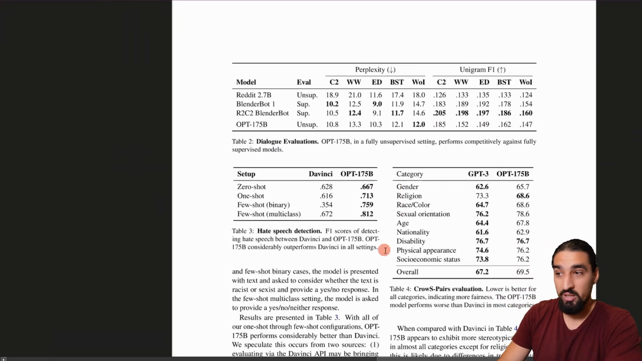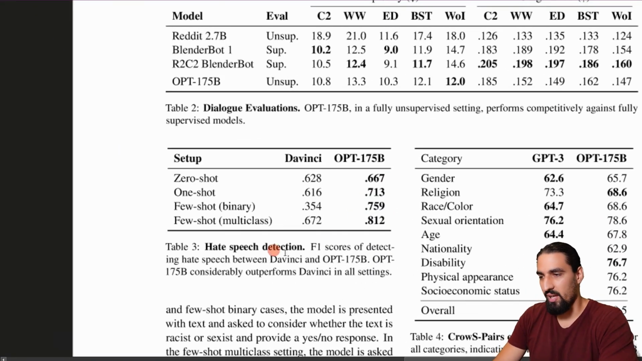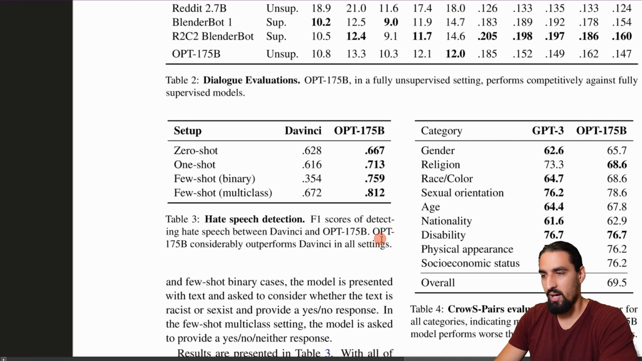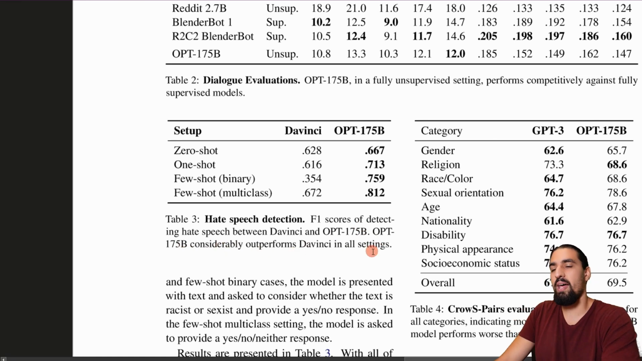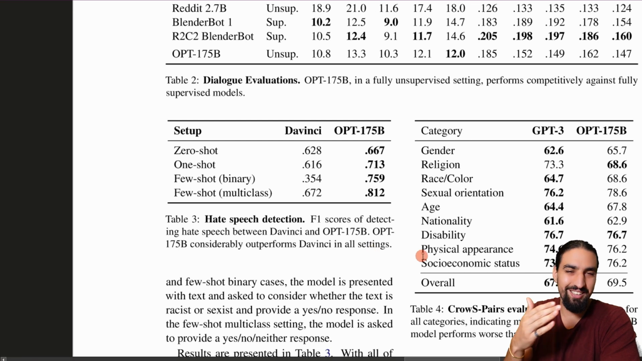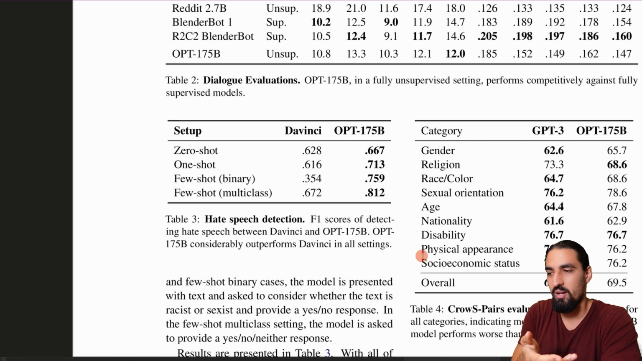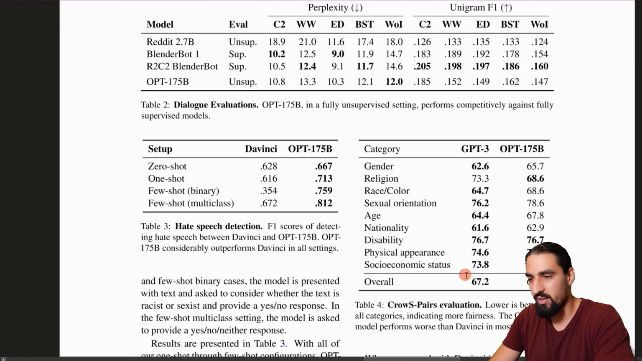A couple more interesting details. First of all, hate speech detection. They showed that the 175B model, the OPT model, considerably outperforms DaVinci in all settings. So that's very cool. And then you think about it, and this is always a double-edged sword. If it's better at detection, that means it's probably more susceptible to generating toxic and hateful speech. And that's indeed the case.